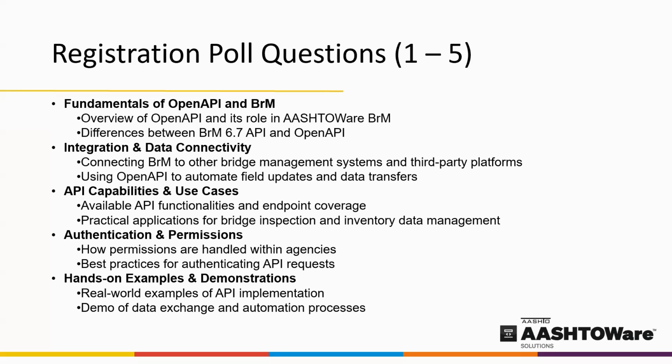A very recurring question or request was just getting the fundamentals of OpenAPI and BrM. AASHTOWare OpenAPI is really an API platform service. It's used to deliver the AASHTOWare portfolio of APIs. So if there's a product and an API, it's probably going to go through AASHTOWare OpenAPI. For BrM specifically, now that the latest and greatest release is available, in order to use it, you use BrM delivered through AASHTOWare OpenAPI. The discussion we've had today within the webinar outlines that.